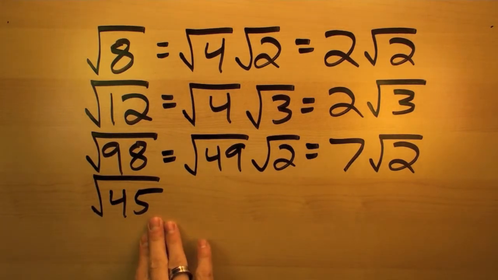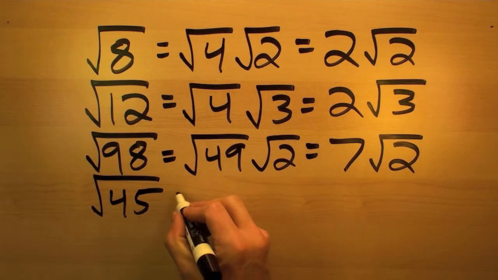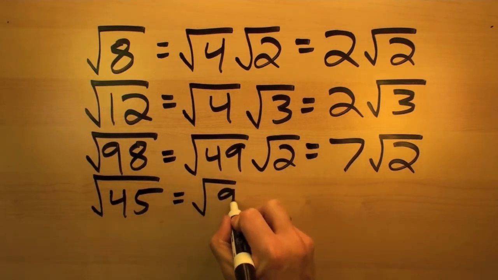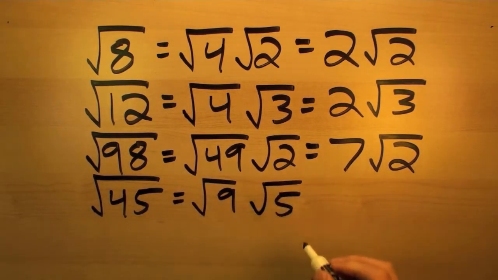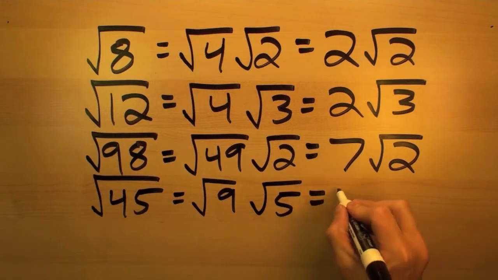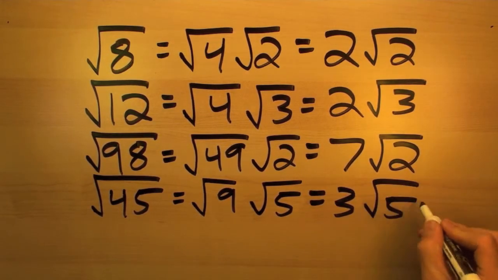We do the same thing for 45. We start considering the squares we're familiar with and think which of those divide 45. Well, 4 does not divide 45, so you go to the next one, 9. 9 does divide 45, so we can make this the square root of 9 times the square root of 5. The square root of 9 becomes 3, and you're left with a root 5.